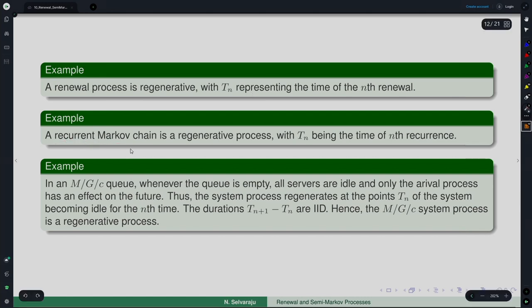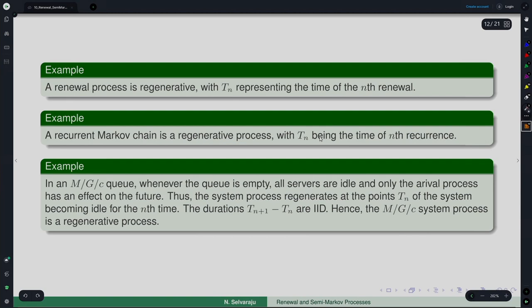So, a recurrent Markov chain is a regenerative process with Tn being the time of the nth recurrence, right? The nth visit to the state. Any particular state you pick up. Because it is a recurrent Markov chain, the process will keep visiting itself, and the nth visit is what you would call Tn here.